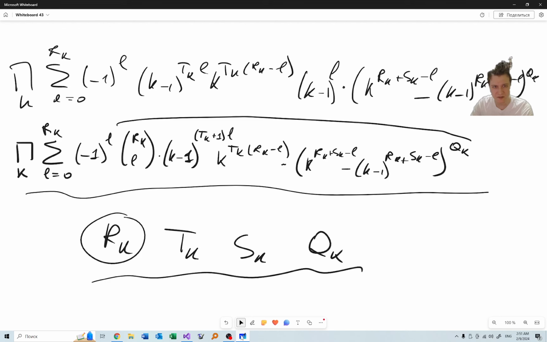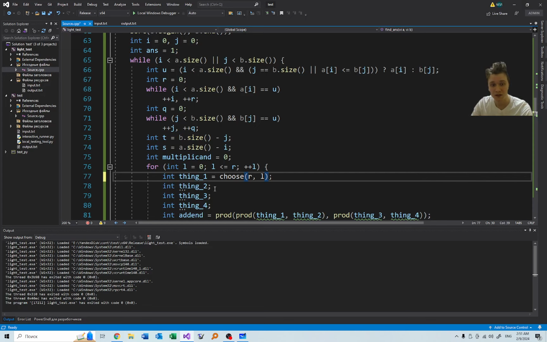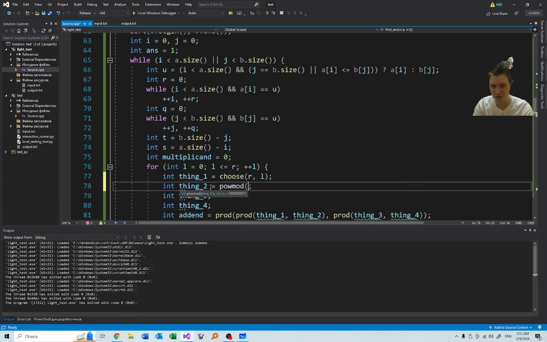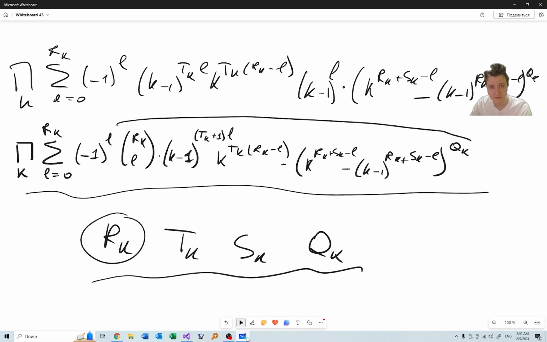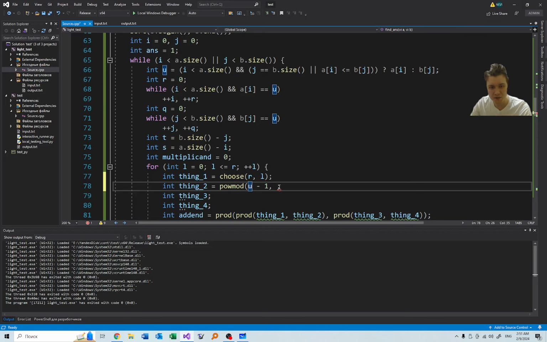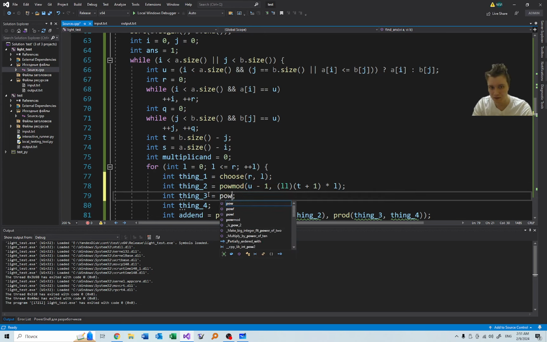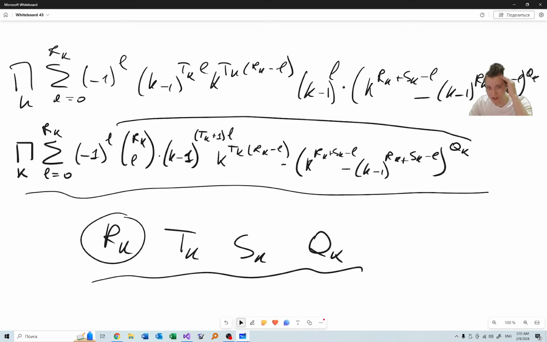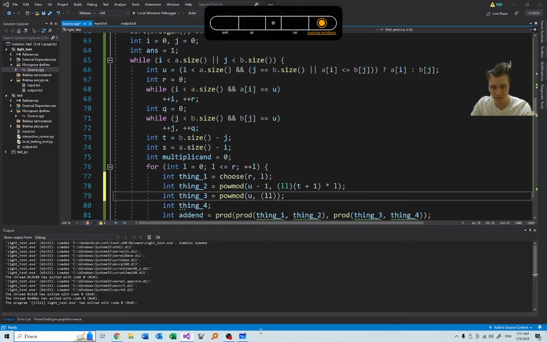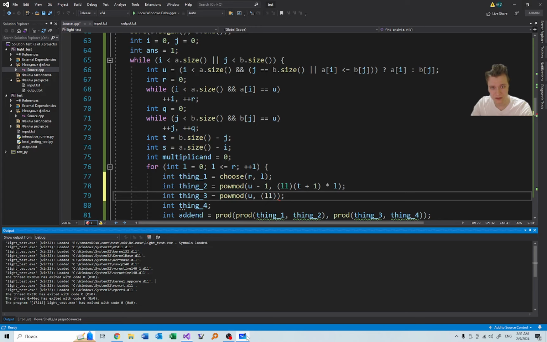Thing 2 is k minus 1 to the power tk plus 1 to the power of L. So it is power mod of k minus 1, u minus 1 to the power tk plus 1 times L. Then, thing 3 is u to the power tk times rk minus L. So tk times r minus L.